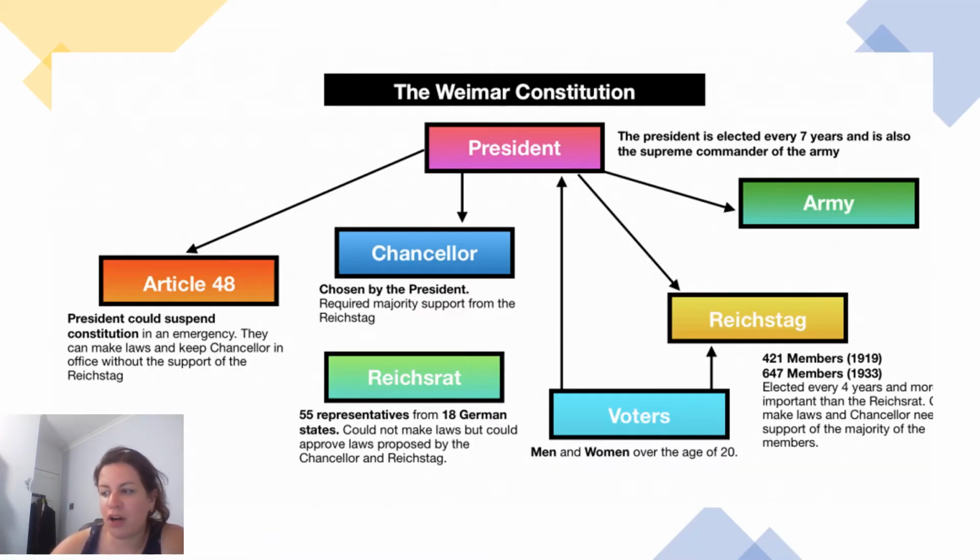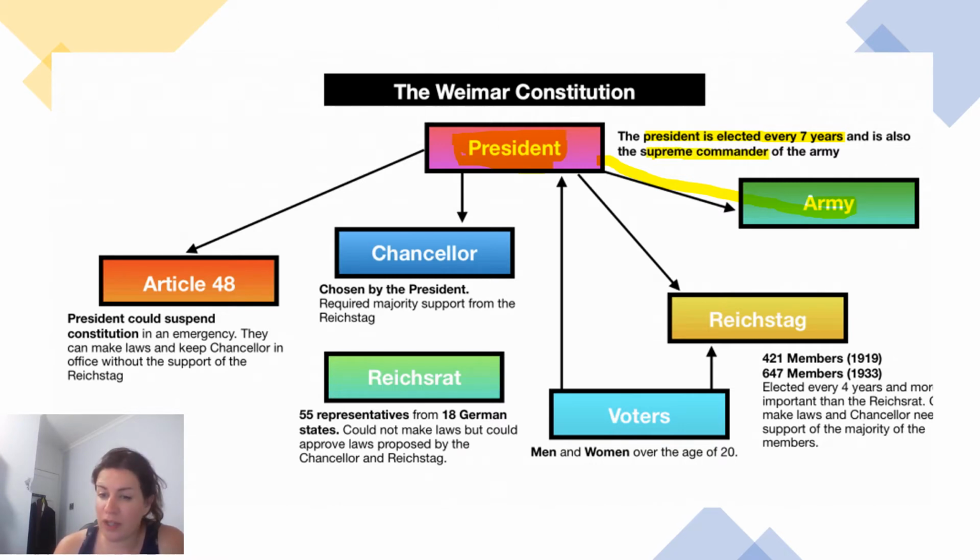And the Weimar Constitution was the new order of things in Germany, and this is what it looked like essentially. At the top, the main person in charge of Germany now is known as the president, and the president is elected every 7 years. So you have them for 7 years unless anything happens. They are in charge. They are also in charge of the army, so they're the supreme commander. They can't be questioned on that.